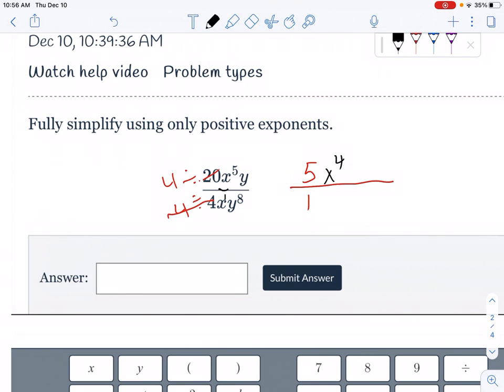And then this is y to the 1st. I can't seem to make a 1. Okay, y to the 1st. And we have 8 and 1. So 8 minus 1 is 7, and then we're going to have y to the 7th on the bottom. So our final answer here would be 5x raised to the 4th power, you'd hit that AB button, divided by 1y raised to the 7th power.